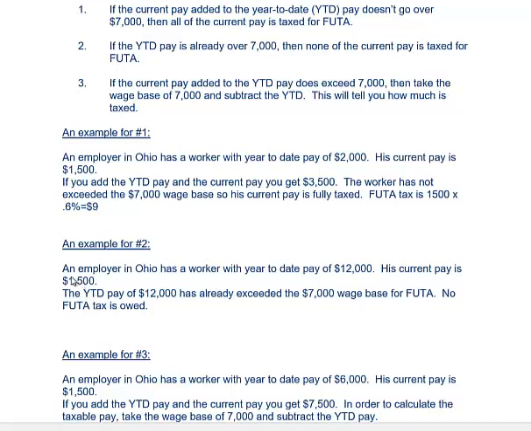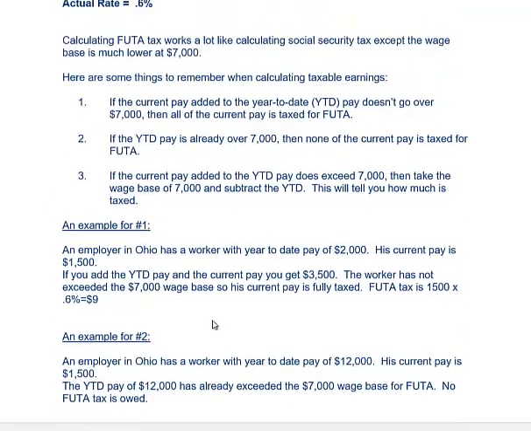So here's the example. An employer in Ohio has a worker with year-to-date pay of $12,000, which is already over the $7,000 wage base. So none of his current pay, which is $1,500, is going to be taxable. So the FUTA tax owed will be 0. So let's look at point 3.